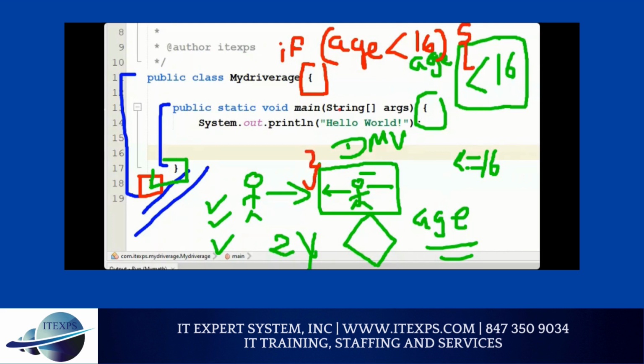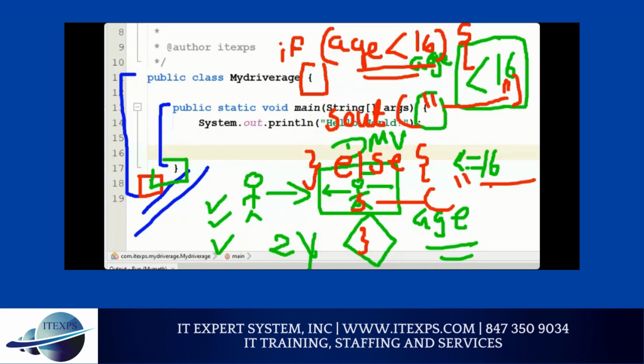And here we'll say S out, sorry, you cannot drive. Yes or no? So if this condition is true, you cannot drive. Why? Because age is less than 16. But let's say your age is 55. Then you will go to the else block. In the else block, you will say S out, yes, you can drive. So you have two blocks, one block where you check the condition.